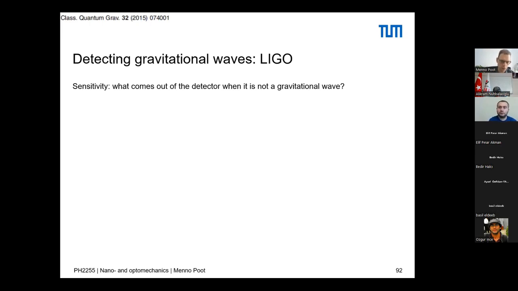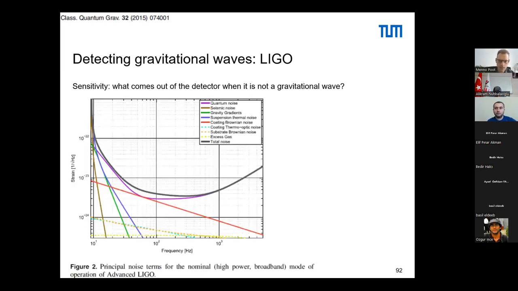So we have to talk about what's coming out first before we can look at the gravitational waves. In this case, these are the typical plots that we have for these kind of sensitivities. Let me guide you through it. It looks rather intimidating with all those colors, but here you can see the strain. In this case, the strain is expressed in 1/√Hz.